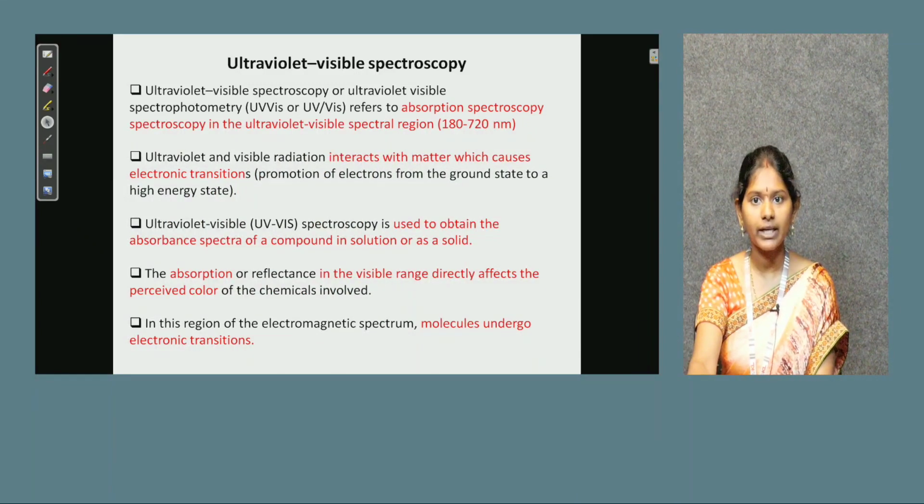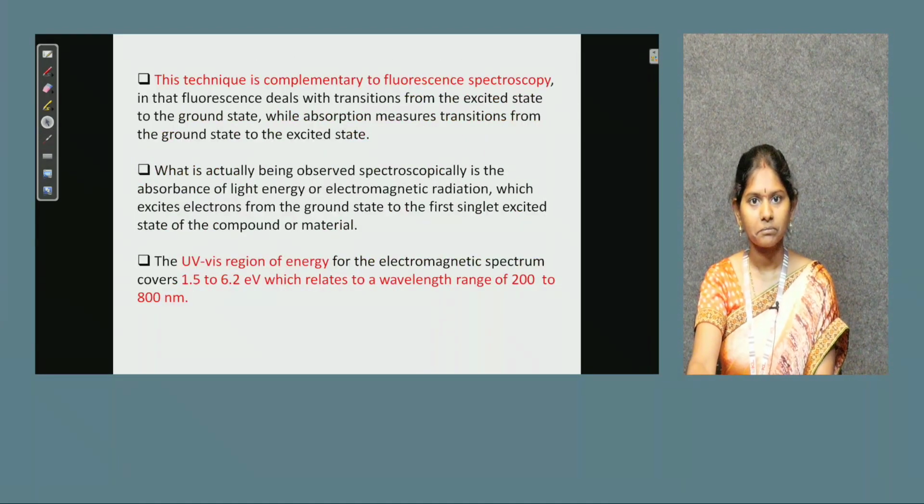which ranges from 180 nanometers to 720 nanometers. Here the molecules interact with either the ultraviolet waves or the visible waves. The absorption or reflection in the visible region directly affects the perceived color of the chemicals involved. In this region of the electromagnetic spectrum, molecules undergo electronic transitions. This technique is complementary to fluorescence spectroscopy, which we'll discuss in the next sessions.